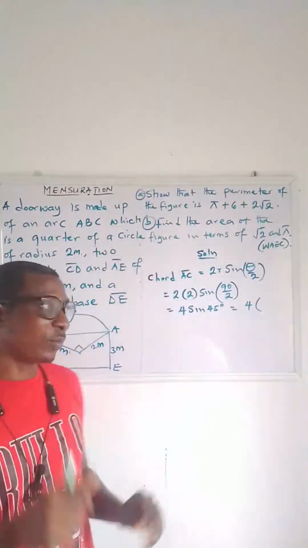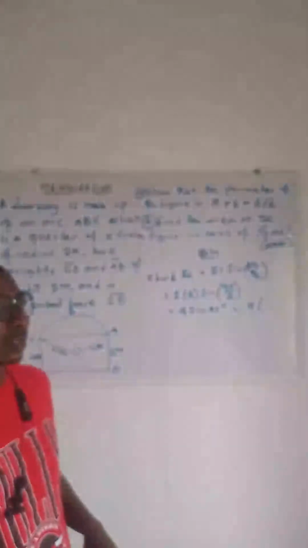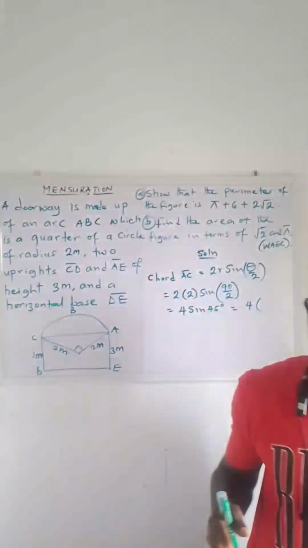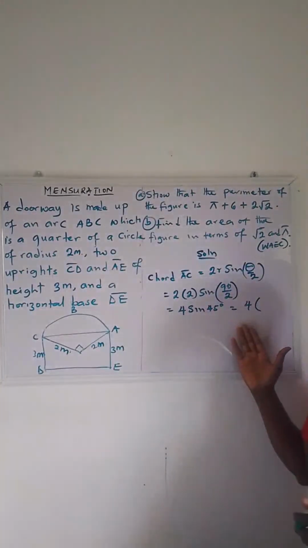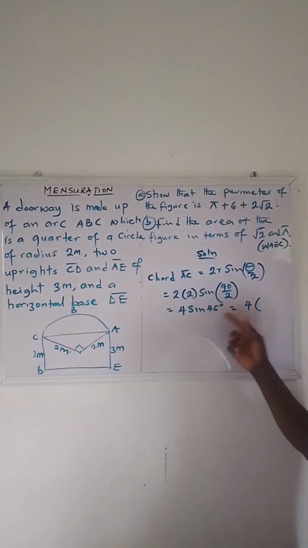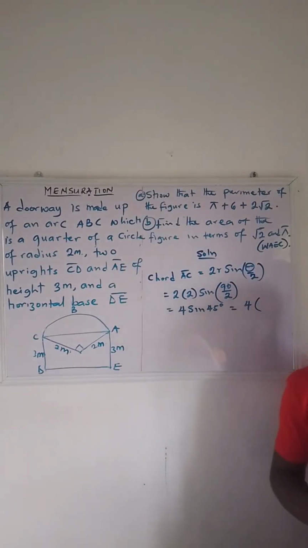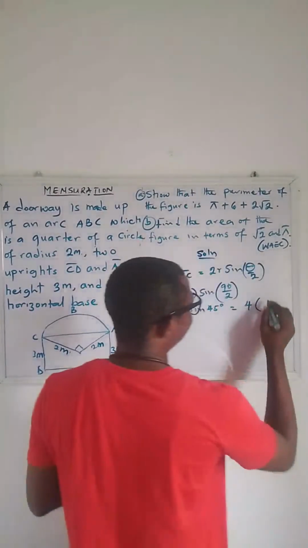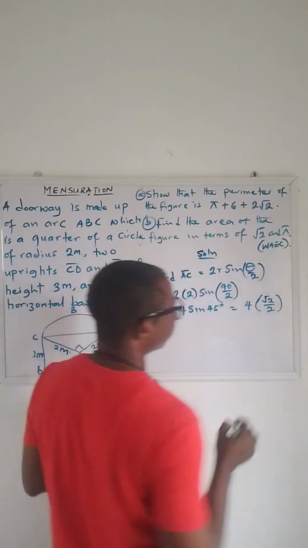Can anyone tell me what is sine? It's a special angle, sine 45 degrees. So you must understand all these special angles. You must know them by heart. You can see now, you are being tested on special angles. So what is sine 45 degrees? If you know the answer, please drop that in the comment section. That is square root of 2 over 2.